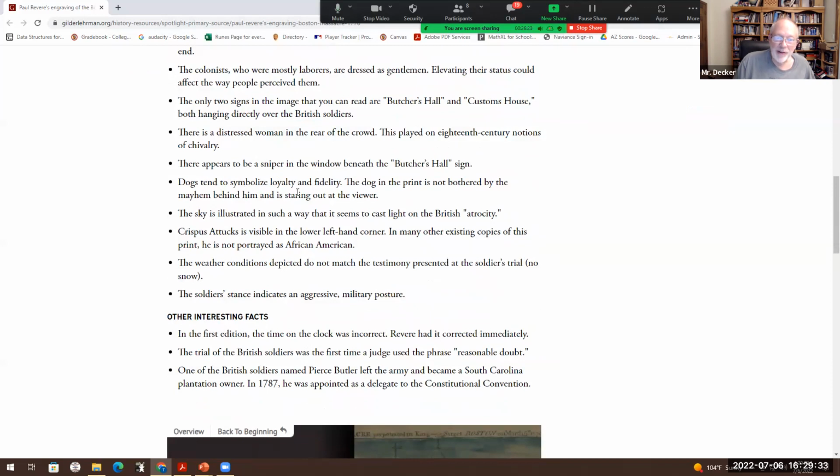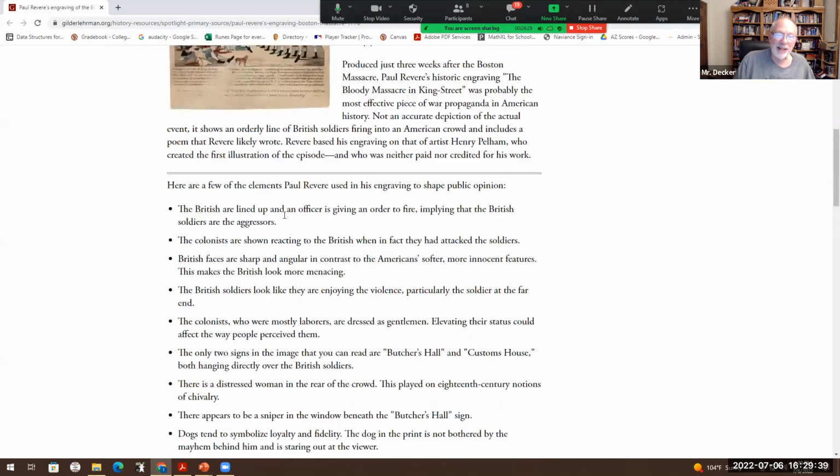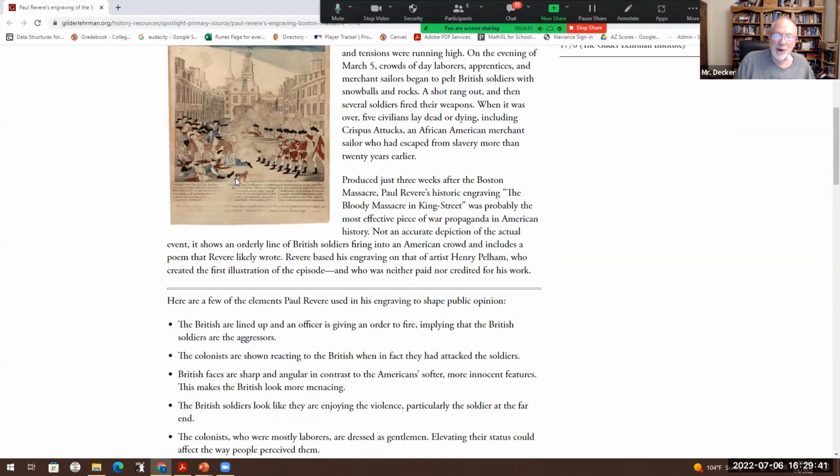Dogs tend to symbolize loyalty and fidelity. The dog in the print is not bothered by the mayhem behind him and is staring out at the viewer. Now, if any of you have dogs, my dog was really scared on the 4th of July and the day before when people were doing fireworks outside in the cul-de-sac. And I really find it hard to believe this dog would just be standing there amidst all this chaos.